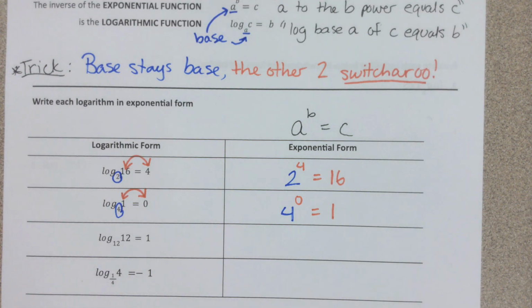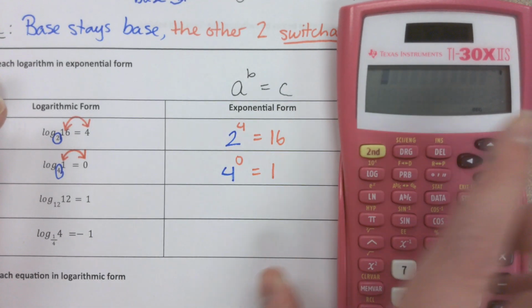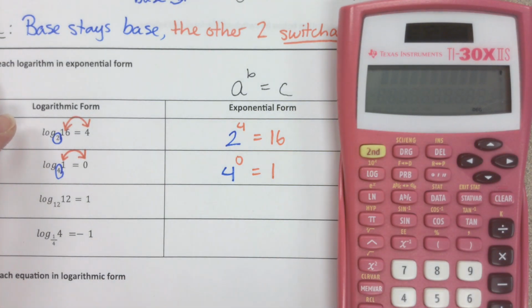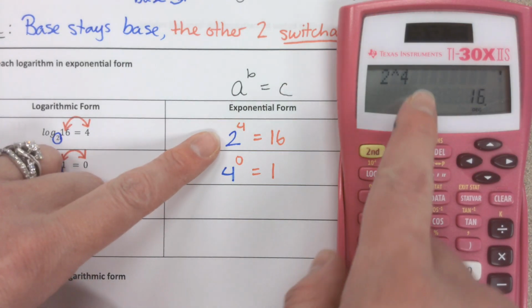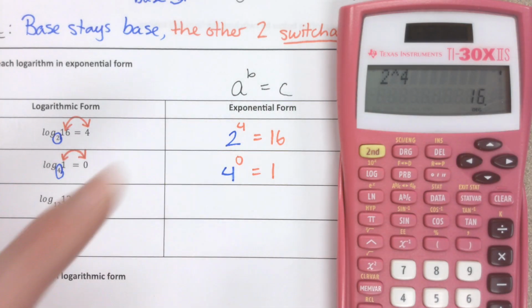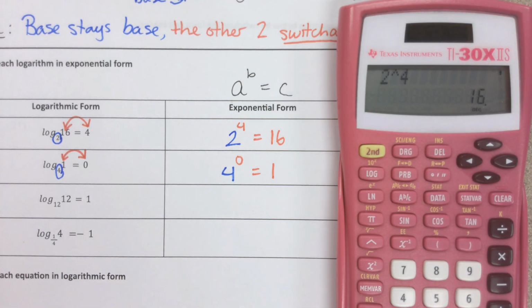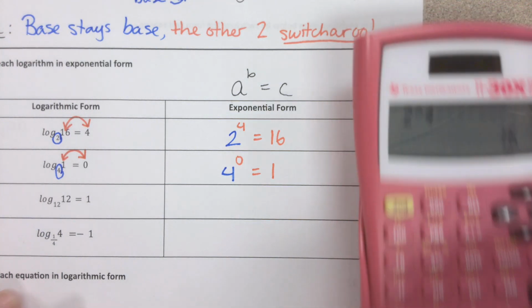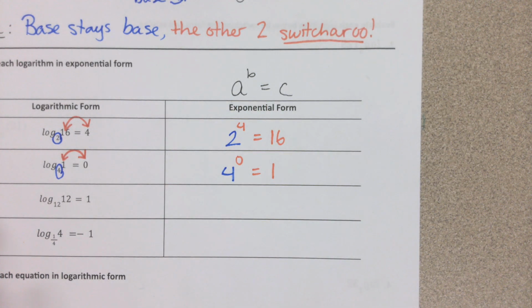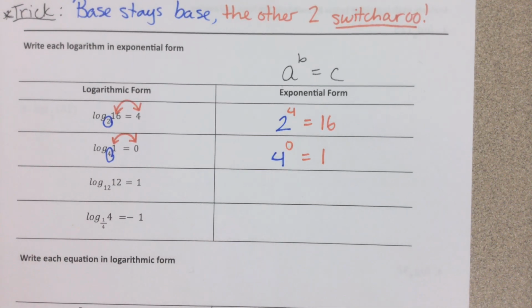And I forgot to mention, if there's ever any doubt that you did that correctly, you can always type that into the calculator. You can type the left side in and make sure it works. So I'll show you with 2 to the 4th. 2 to the 4th, I got 16. That's a true statement. It is very easy to fact check this information. So if you're ever not sure, you can check.